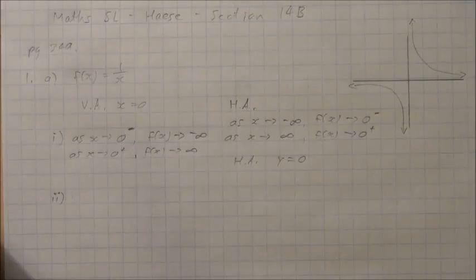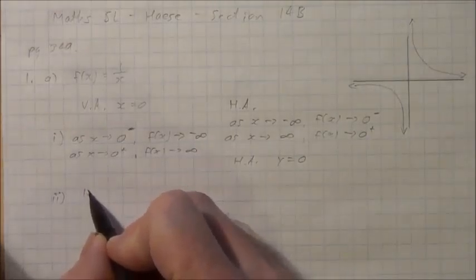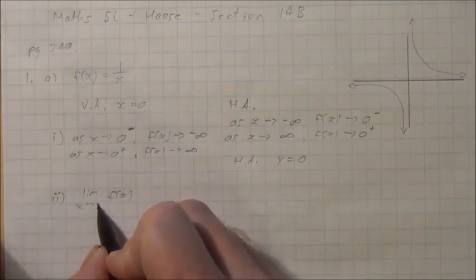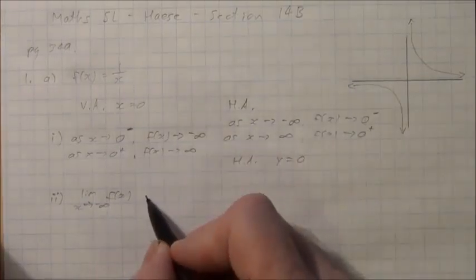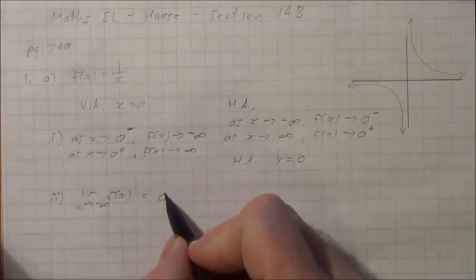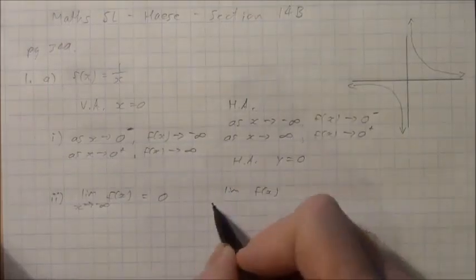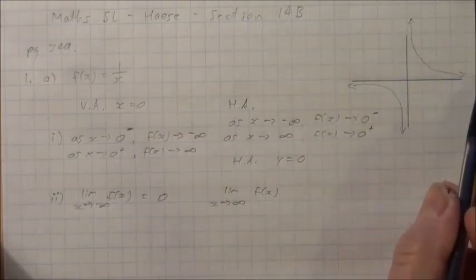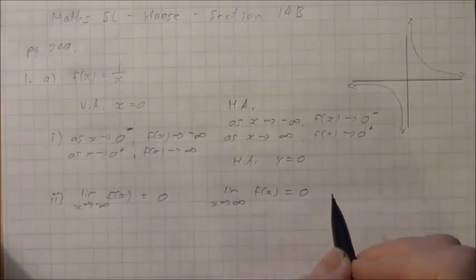So now for part 2, which I've kind of already done around the horizontal asymptote, we want to state the limit of f of x as x approaches negative infinity. This limit is 0, and the limit of f of x as x approaches positive infinity, as it goes towards the right, equals 0 as well.